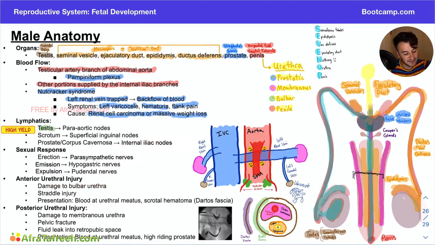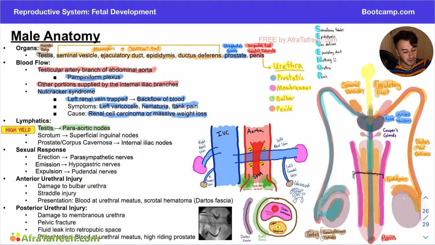So in terms of the testes, it's going to be our para-aortic nodes that are going to supply the testes, and I put these in our drawing here, right along here, which I'm highlighting in green. So these nodes are right along the aorta, and this is what needs to be biopsied if we're suspecting a testicular cancer or something of the sort.